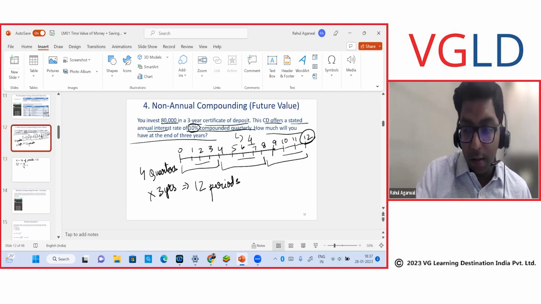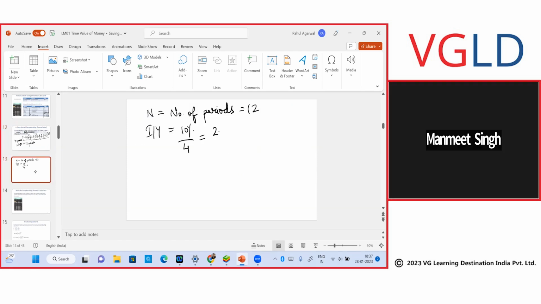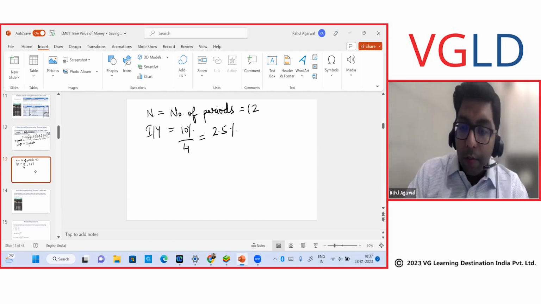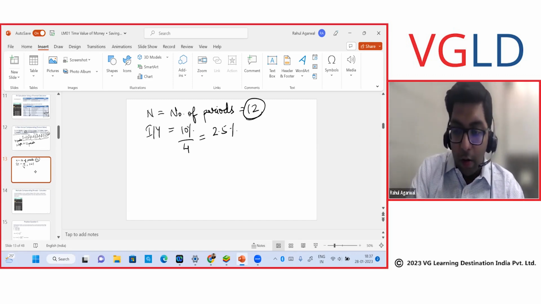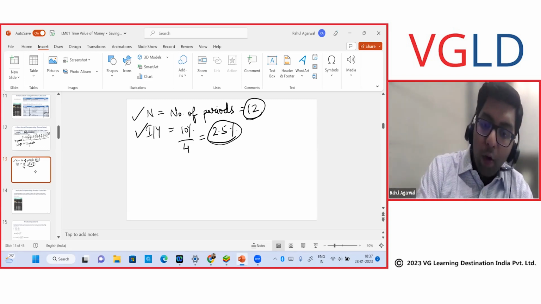Everyone, are you getting this? So 2.5% is the interest you are earning in every 3 months. Because I am converting this into number of quarters, I also need to adjust this for quarters. So I know my N, I know my I/Y.